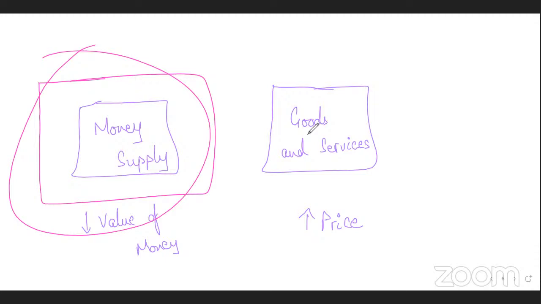So when I demand more and everyone else is demanding more, producers get to find out that there's more demand, supply is the same. So they will bid up the prices. They'll increase the prices, right? Causing inflation. Easy.